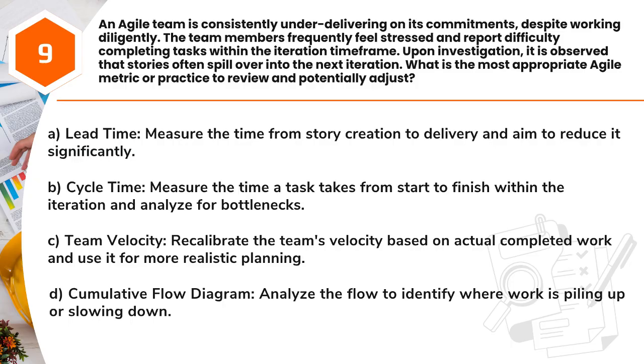A. Lead time. Measure the time from story creation to delivery and aim to reduce it significantly. B. Cycle time. Measure the time a task takes from start to finish within the iteration and analyze for bottlenecks. C. Team velocity. Recalibrate the team's velocity based on actual completed work and use it for more realistic planning. D. Cumulative flow diagram. Analyze the flow to identify where work is piling up or slowing down.